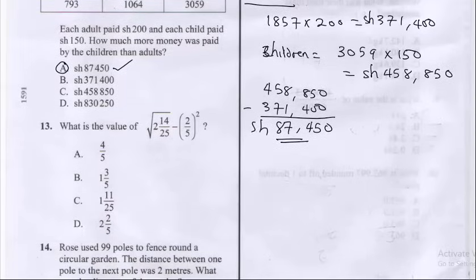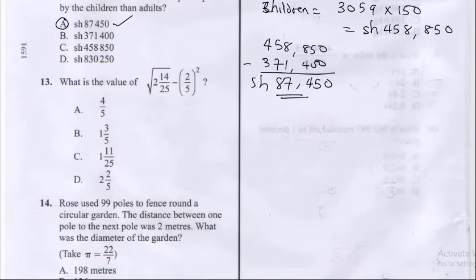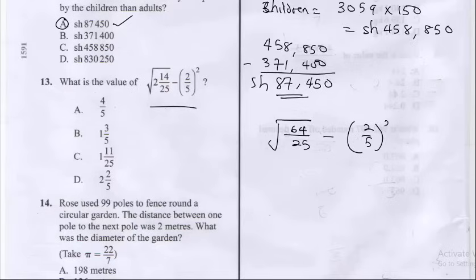Question 13 says, what is the value of debts? Now, for us to solve this, all we need to do is change this to an improper fraction. This is going to be root 25 times 2. It's going to give us 50 plus 14. That's 64 over 25 minus 2 over 5 all square. Now, this is going to give us square root of 64. It's 8, and square root of 25 is going to give us what? 5 minus, this will be 4. 2 square is 4, and 5 square is 25.